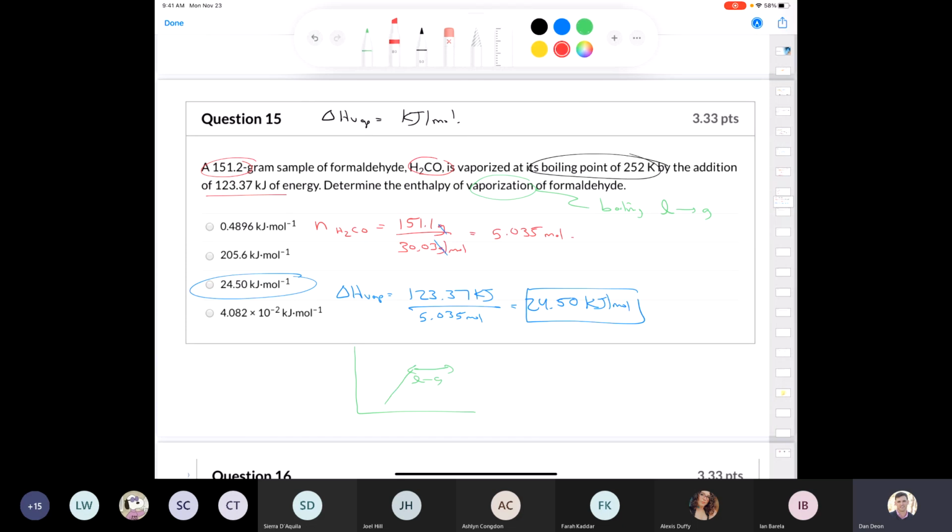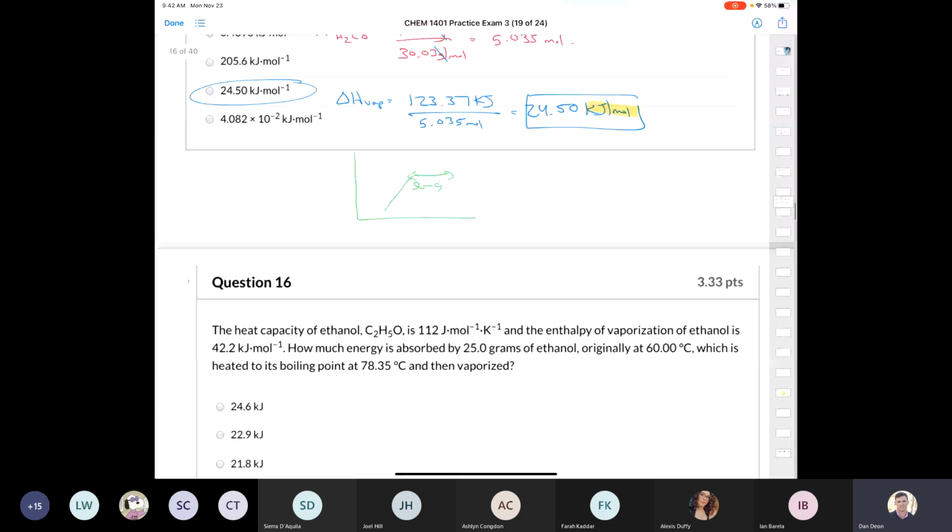And that's why the units of the enthalpy of vaporization are just the amount of energy per mole, right? It's got nothing to do with the temperature change whatsoever, because all the energy that's going to go into the formaldehyde in the liquid phase is going to go into vaporizing molecules until they're all converted into a gas, and then you can warm up the gas.